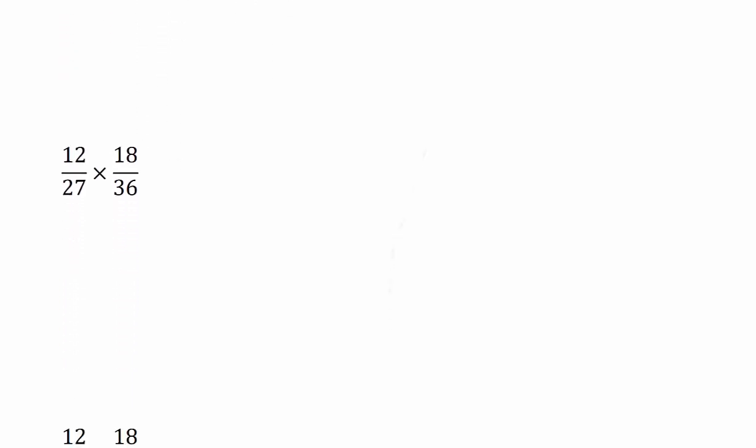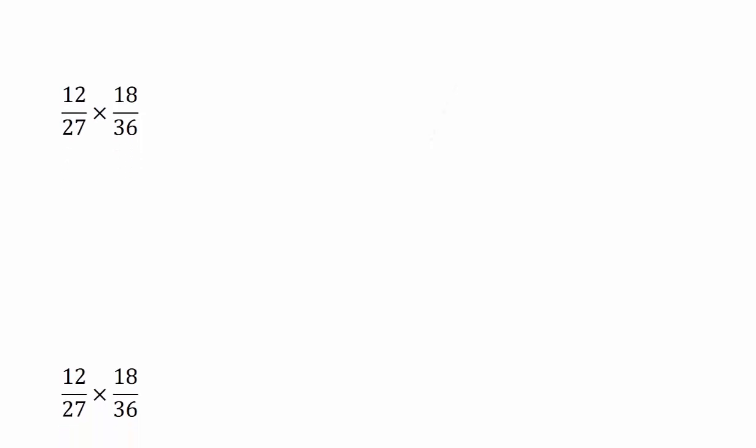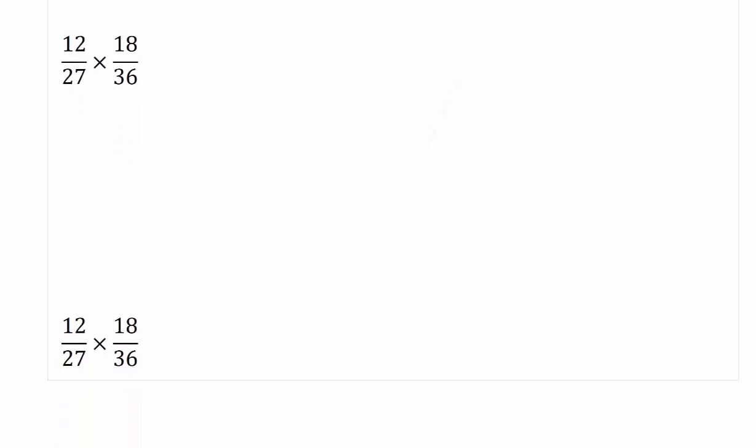So let's look at another example with some larger numbers. And I'm going to do this example the two different ways that I just showed you. So again, multiplying numerators with numerators, right? 12 times 18, that's going to give me 216. And then if I multiply the denominators together, 27 times 36 is going to be 972.